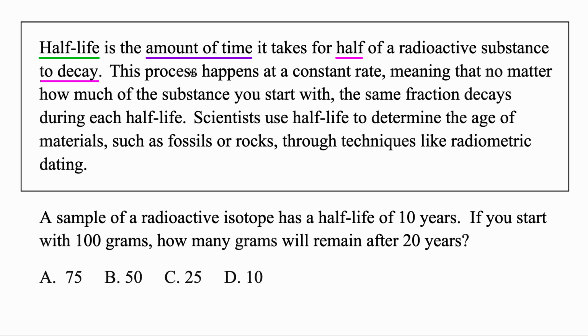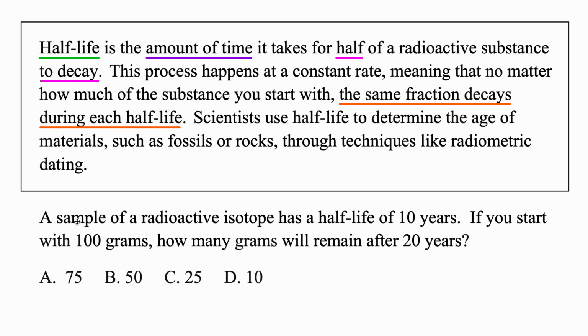Okay. This process happens at a constant rate, meaning that no matter how much of the substance you start with, the same fraction decays during each half-life. This sounds important as well. The same fraction decays or disappears during each half-life. Finally, scientists use half-life to determine the age of materials, such as fossils or rocks, through techniques like radiometric dating.